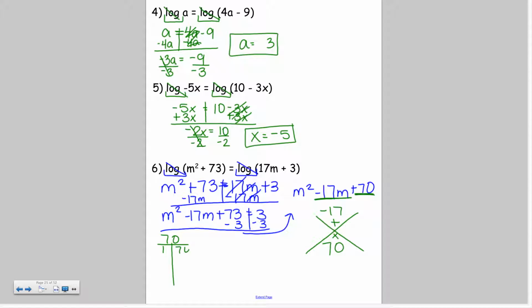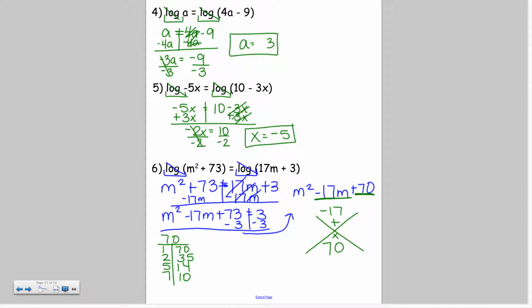1 and 70, 2 and 35. 3 does not go into it. 4 does not go into it. 5 goes into 70. 5 and 14. 6 doesn't. 7 and 10. Now, if I'm looking at these, that's all the factors of it.